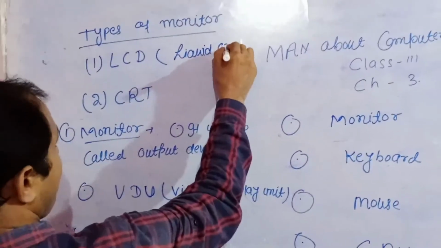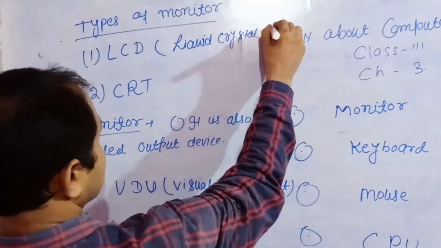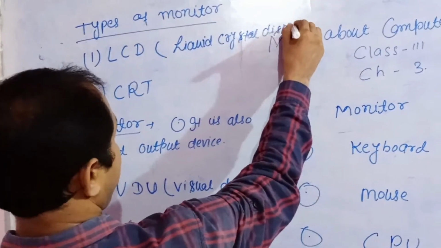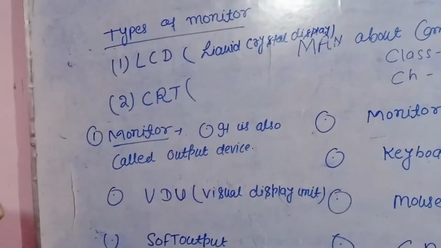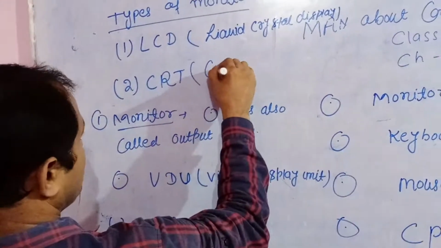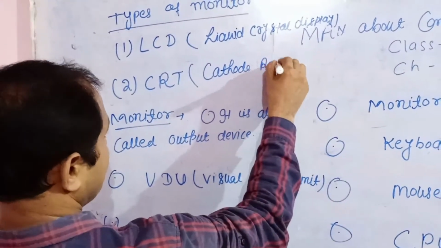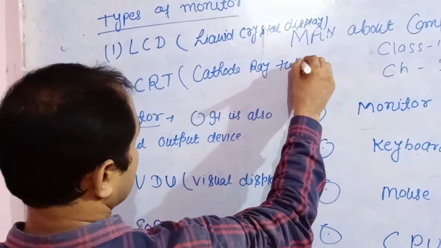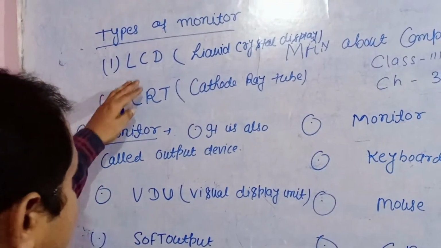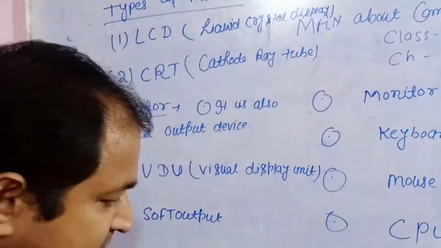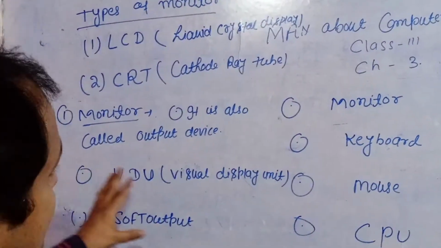Liquid crystal display. What is the full form of CRT? CRT full form is cathode ray tube. So there are two types of monitor. First LCD and the second CRT. I hope every student understands that this is the monitor.